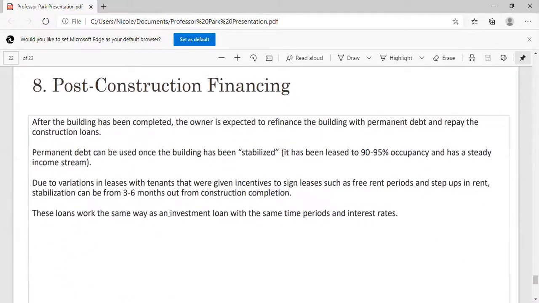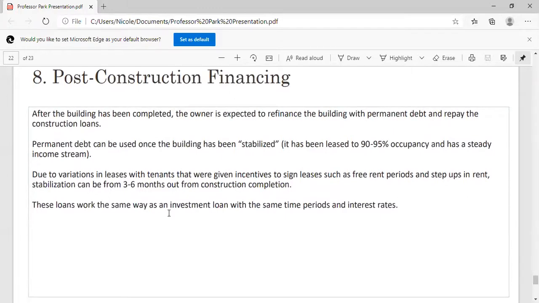So once the building is completed, there'll be a refinancing, usually with permanent debt. So this will convert into more like what the investment property type is. The permanent debt is usually funded once the building's been stabilized. So that means the property's been completely leased up to like 90–95%, and there's a stable income stream.